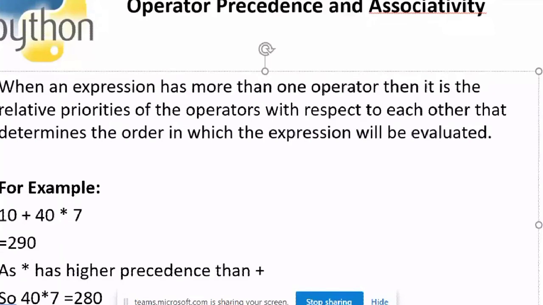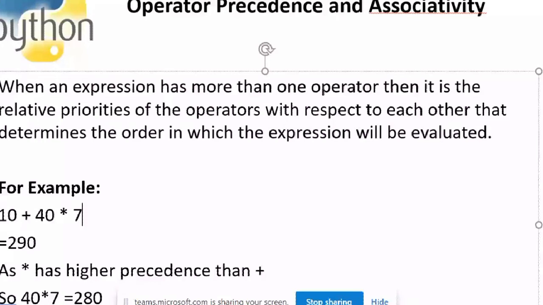Star, obviously. So 40 into 7 is 280, and 280 plus 10 is 290. The reason is that in arithmetic operations, multiplication has higher priority than addition.